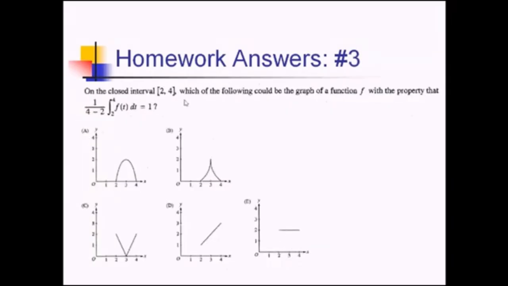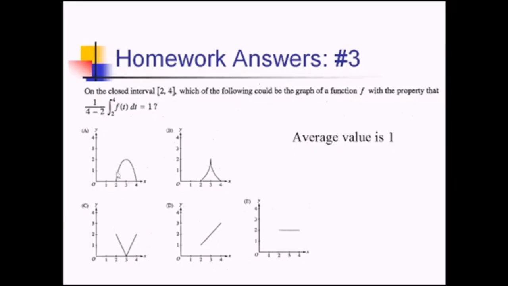For number 3, on a closed interval from 2 to 4, which of the following could be the graph of f such that the average value of f equals 1? That's what this is saying here, right? Average value. So if you recognize this is average value being 1, then we just have to see a graph that has that property. Okay, let's go through each of them.